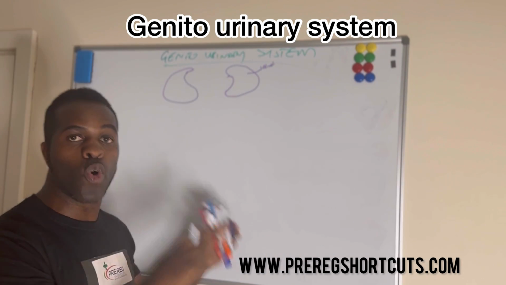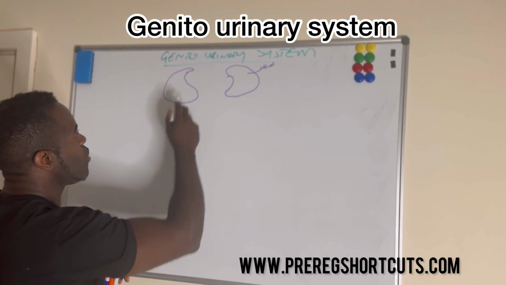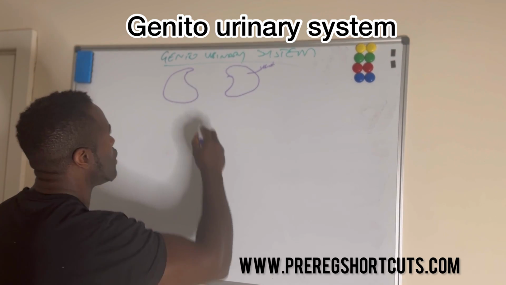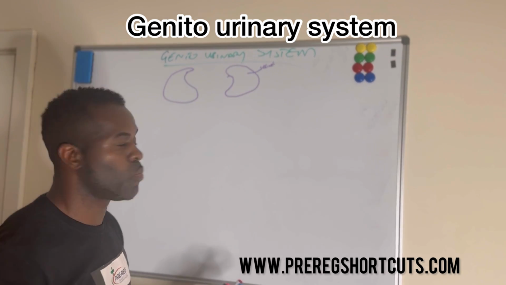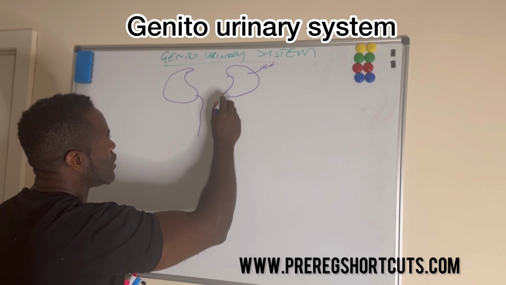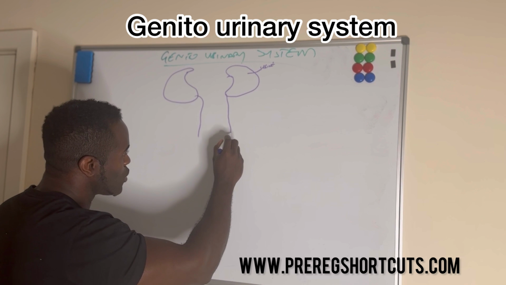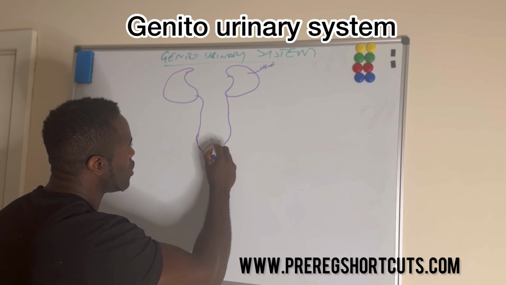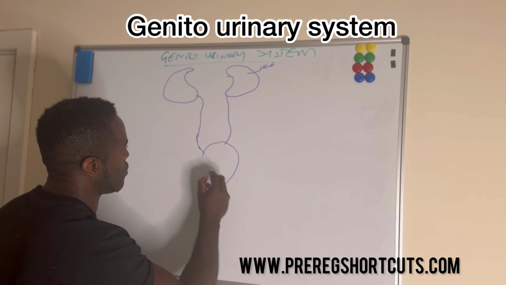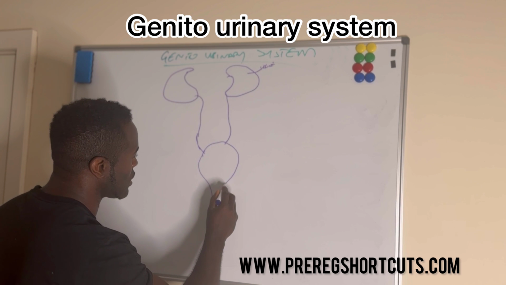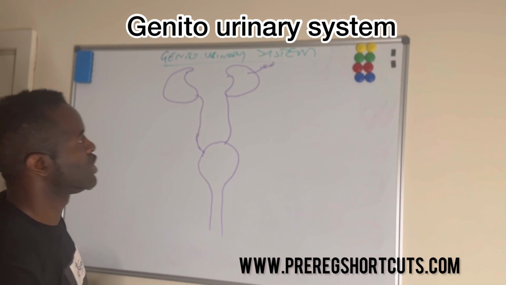So this is a normal kidney, right? They produce urine. So what happens with the urine? The urine has to go somewhere. So that goes down through what we call your ureter. And the ureter takes it all the way down to a massive bladder. Okay, so that's your bladder. Sorry, I know my artistic skills are poor, but you get the gist.